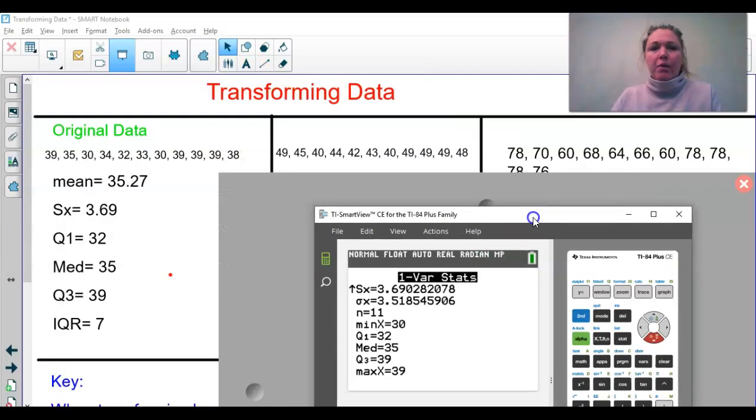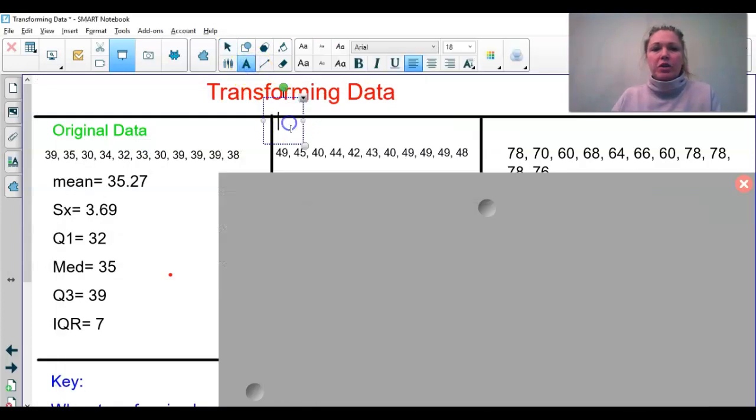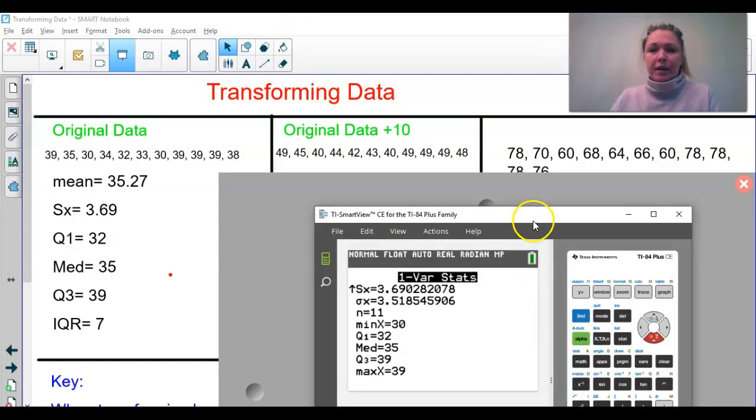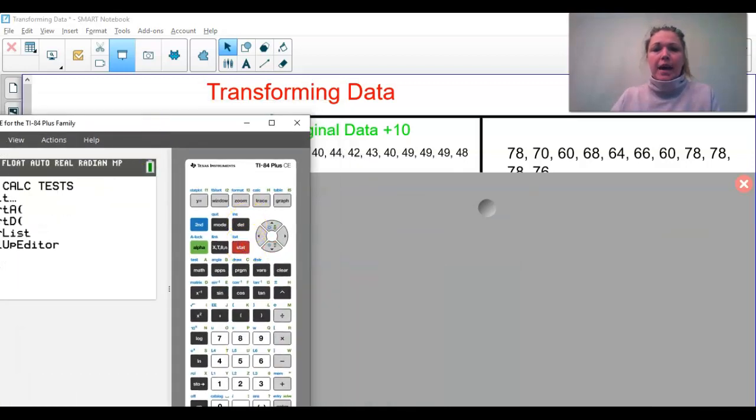Okay, now what we're interested in is what if we took that original data and added 10 to the values? What would happen to our data? So we're going to go back to our calculator. Again, good practice today with our calculator. We're going to go to Stat and hit Enter.